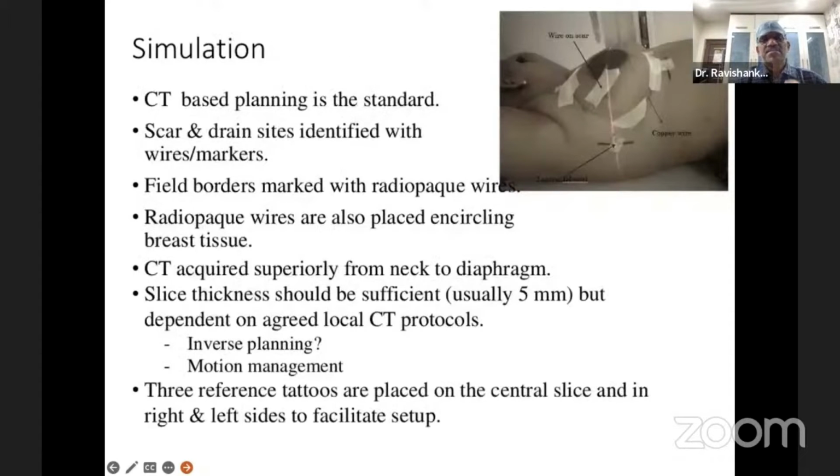So coming to the simulation, this is a very important step. We know that the most important areas are the scar and the drain. So these two have to be marked. What I generally do for all my patients is mark the scar and drain, and I also mark the entire breast contour so that I do not unnecessarily irradiate the chest wall. That gives me more confidence when I'm doing the contouring.